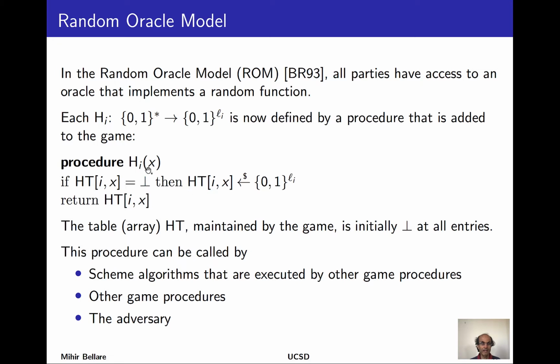When you give it an input x, it checks a hash table, and if position x is currently undefined, it fills it with a random value chosen from the correct range. And if it was already defined, no change is made and that value stays stable. And that value is returned as the result of this function applied to x. This table is maintained by the game and assumed to be initially empty at all entries. And the inclusion of i here makes sure that the tables are effectively distinct for each different function.